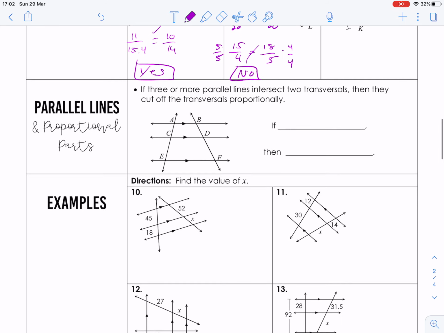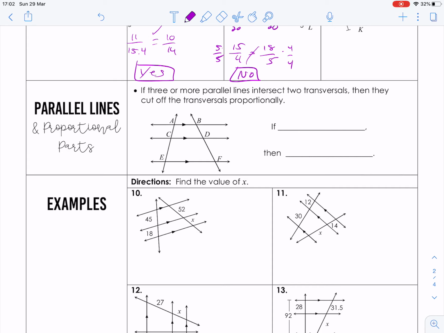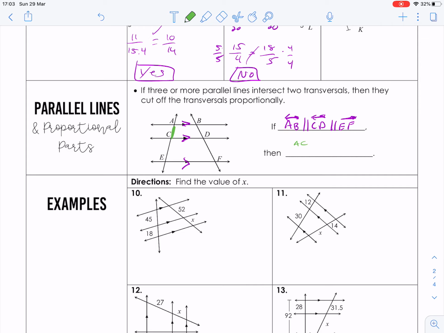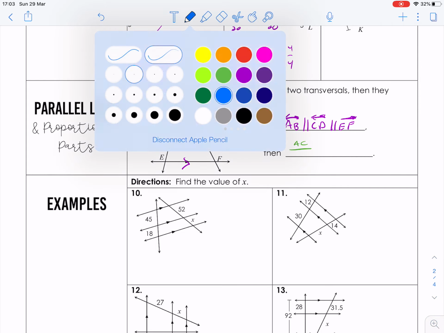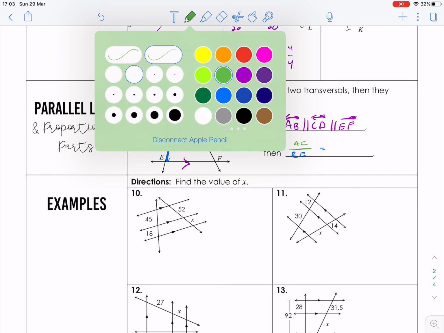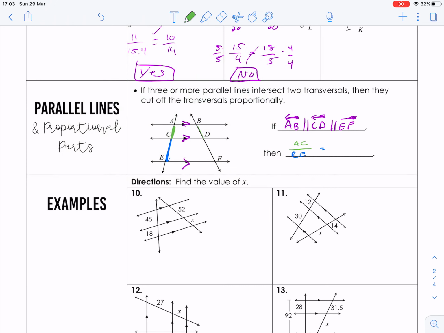Okay, let's keep going. So parallel lines and proportional parts. If AB is parallel to CD, which is parallel to EF, so now we have three parallel lines, wow, then we can show that AC over CE equals BD over DF. That's cool.